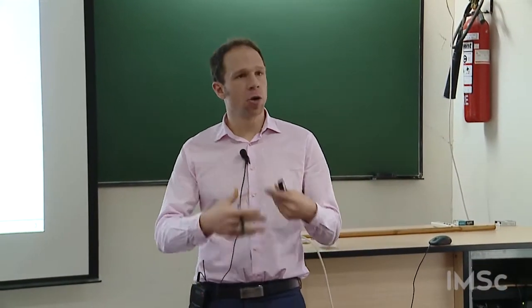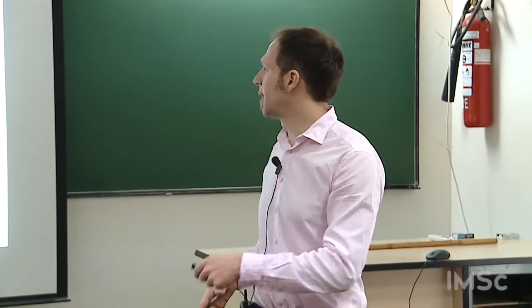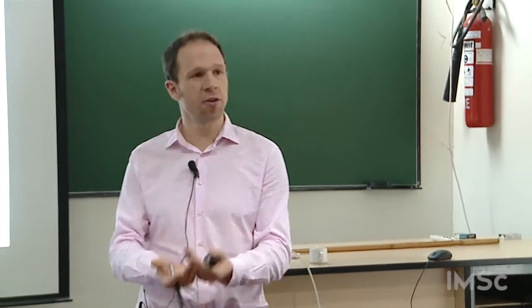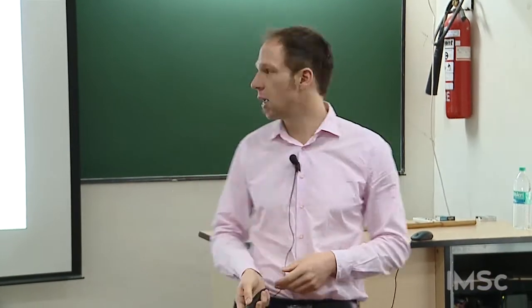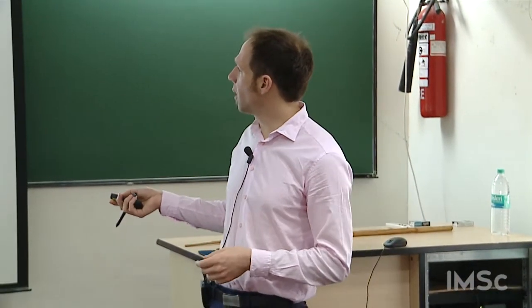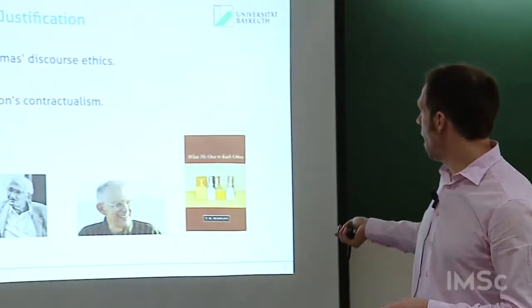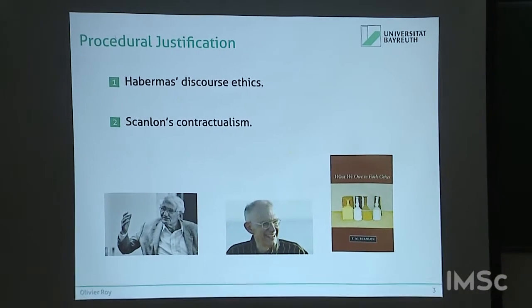And if a norm could pass this test, could be agreed upon at the end of this discussion, then for Habermas, the norm is justified. Okay? So it's a very deliberative view of the justification of norms. So how do we know that the norm is justified? We should sit down together and talk about it. Right? That's basically the idea. Now, the view I want to explore today is a bit more recent, from Timothy Scanlon. This is Scanlon here, and this is from a book from '98, if I remember right.